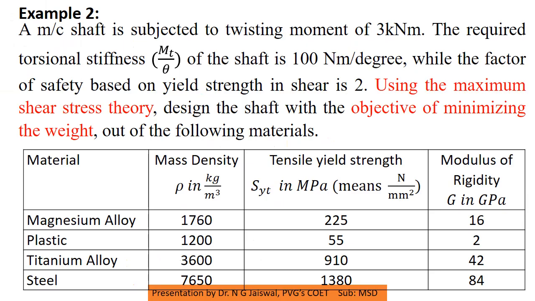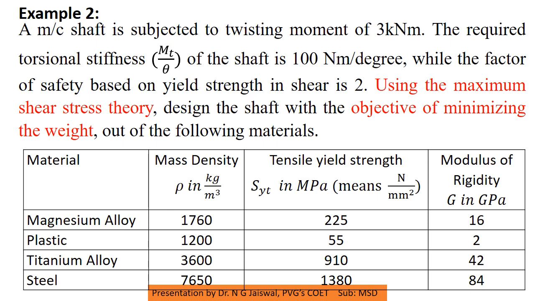A machine shaft is subjected to a twisting moment of 3 kN meter. The required torsional stiffness of the shaft is 100 Newton meter per degree, while the factor of safety based on yield strength in shear is 2. Using the maximum shear stress theory, design the shaft with the objective of minimizing the weight.